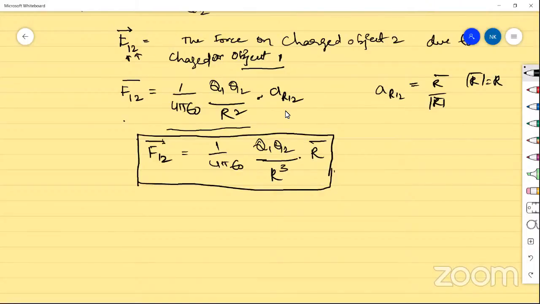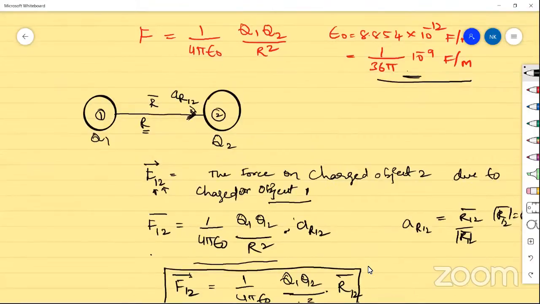So don't think that this is inversely proportional to R cube. I am multiplying with the unit vector, which has a magnitude of 1. So it is proportional to 1 by R square only, but when I am writing in vector form, this is R12 bar, divided by mod R12 bar. Okay. So now, if you write F21 bar, when you write F21 bar, how will it be?